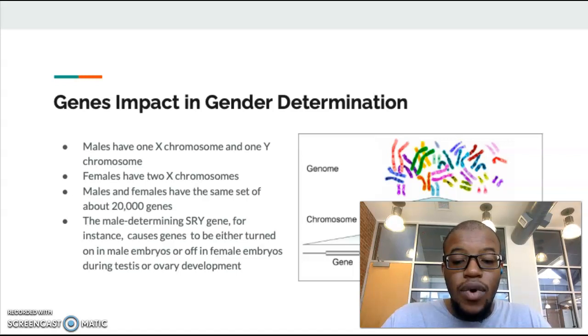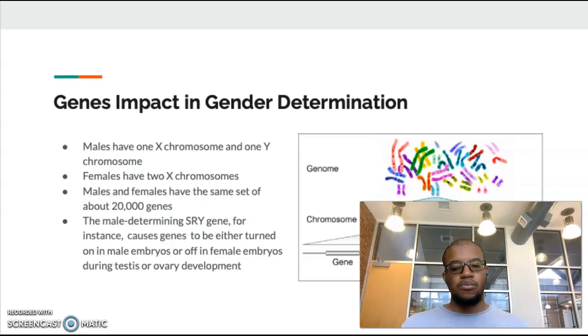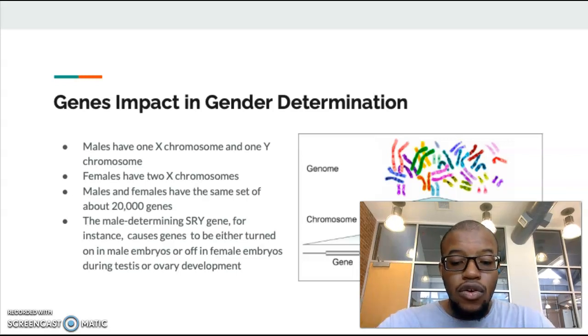This is basically seen when the fetus grows into a kid, you'll see primary and secondary sexual characteristics that will show that the baby inside is a male or female. And you can see the image shows the genome, the chromosome, and the gene.